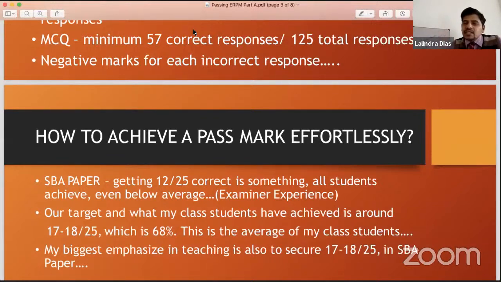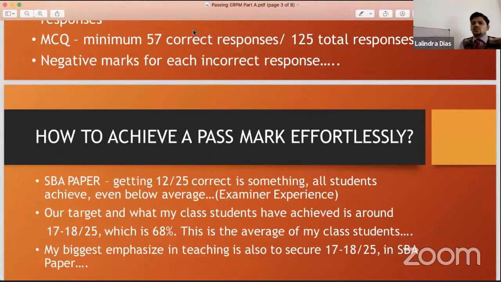Right. So the SBA paper, single best answer paper. Getting 12 out of 25 correct is something, as I told you before, all students achieve. It's not difficult at all. All students achieve getting 12 out of 25 correct, even below average students. This is my exam experience, because we have gone for the exam and set the exam questions, so we know that this minimum standard has been achieved by the majority of students.